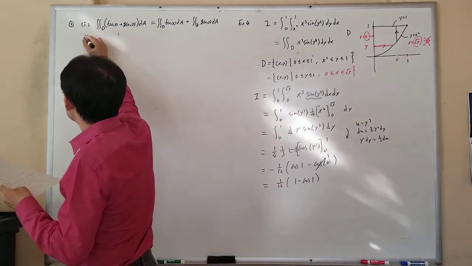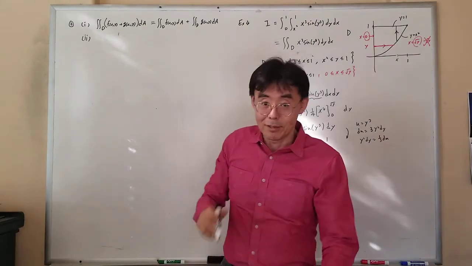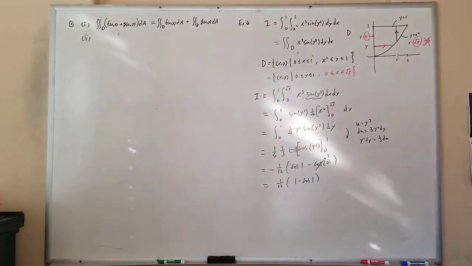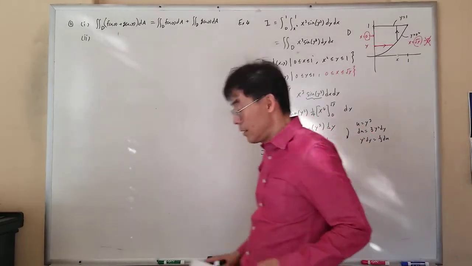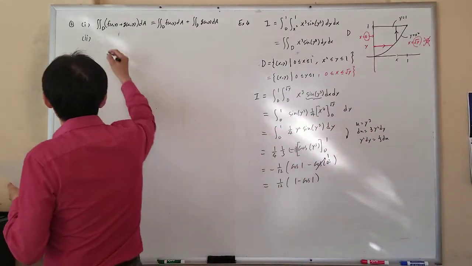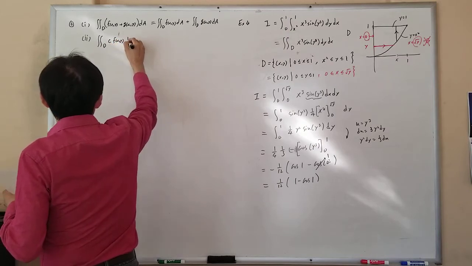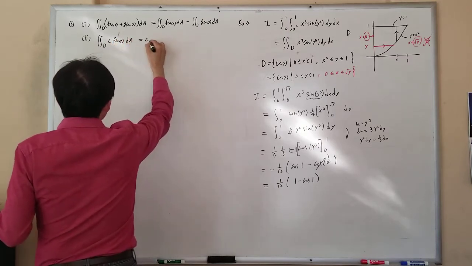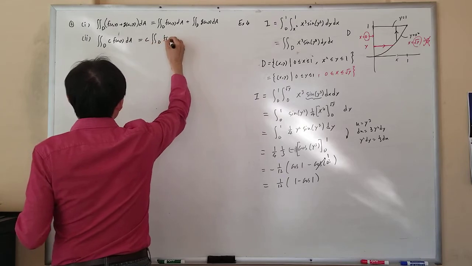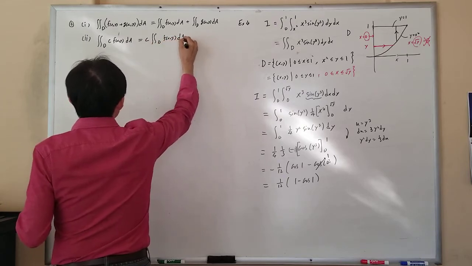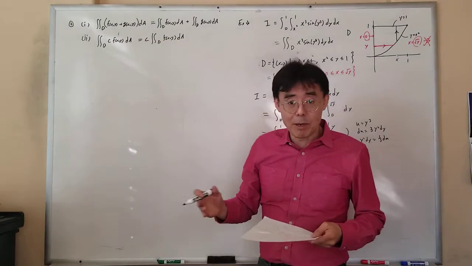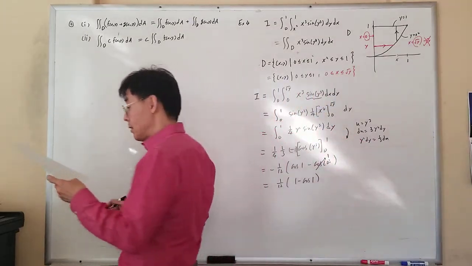And second, a constant multiple can be taken out of the double integral. This is exactly the same as the properties of definite integral.